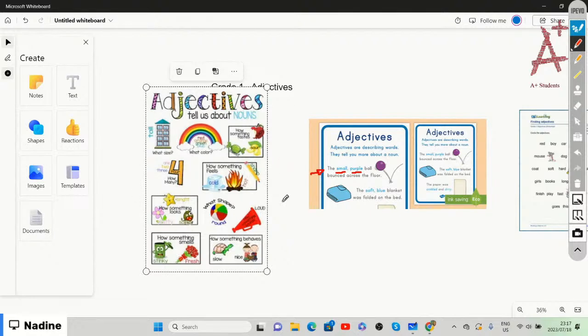How loud. You can say something is loud or something is soft. How something smells: the stinky socks or the smelly socks, the fresh flowers. Or how something or someone behaves: being nice, being honest, being slow, being fast, right? So these are all adjectives that tell us about the nouns, right? And we said nouns name people, places, animals, or things, right?